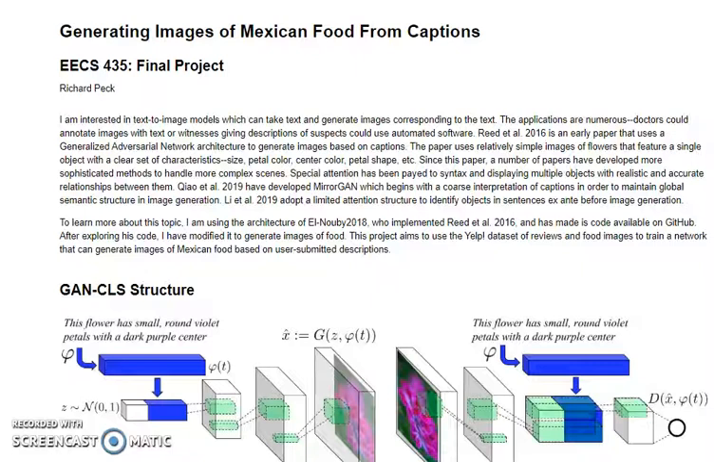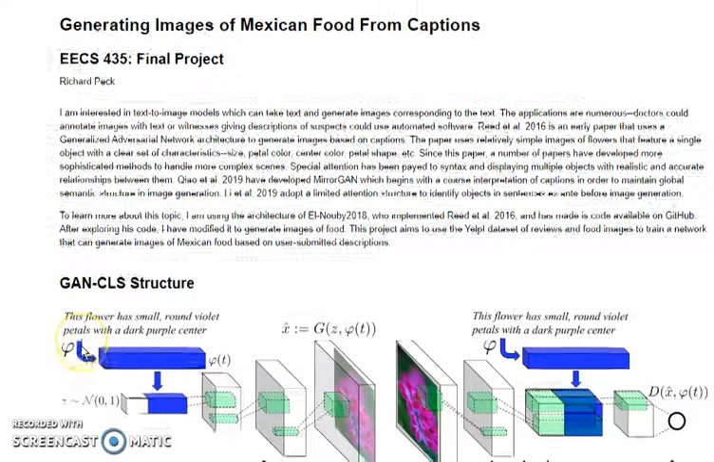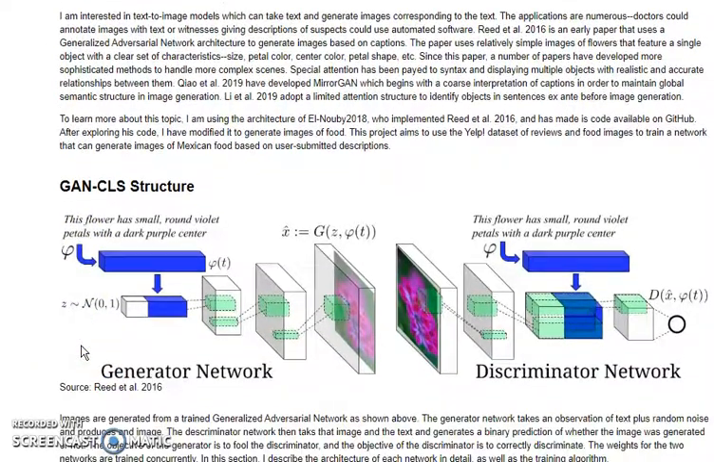So what I'm going to do here is walk through the general network architecture, talk about the dataset, and show you some results. The original paper from Reed and co-authors, which has been adapted by Elnubi in 2018, who's made code available online, which I used as a starting place, has a GAN architecture.